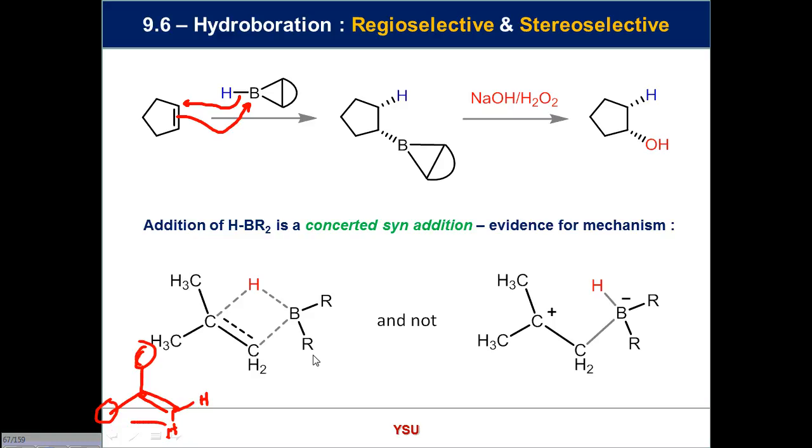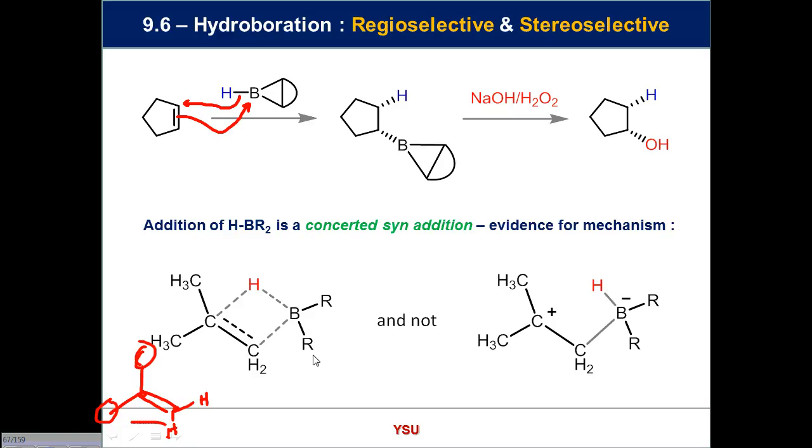So does it make sense that the large group from the boron avoids the methyl groups? That's all there is to it. There's your regioselectivity. That massive parachute bicyclic structure is very large. It wants to avoid all the steric stuff on the alkene. So it's going to avoid the large end.